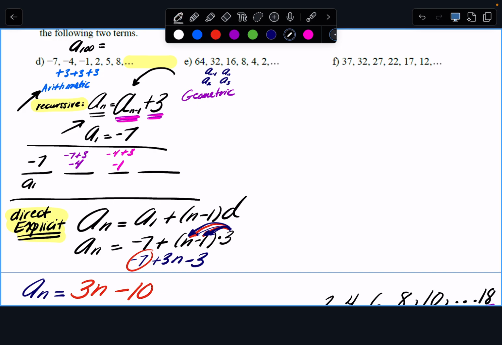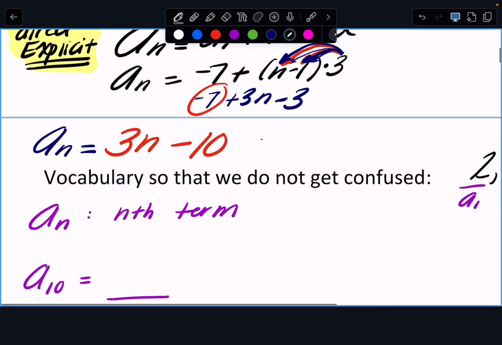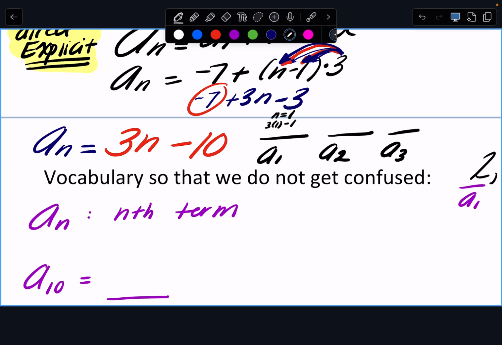See, this formula really will get us -7, -4, -1, but it has its benefits. Now we don't have to use the previous term. Look, a sub 1, a sub 2, a sub 3. Right here, we're just plugging in n equals 1. 3 times 1 minus 10 is -7. Plug in n equals 2. 3 times 2 minus 10 is -4. Do you guys see how that one's just a plug directly in?